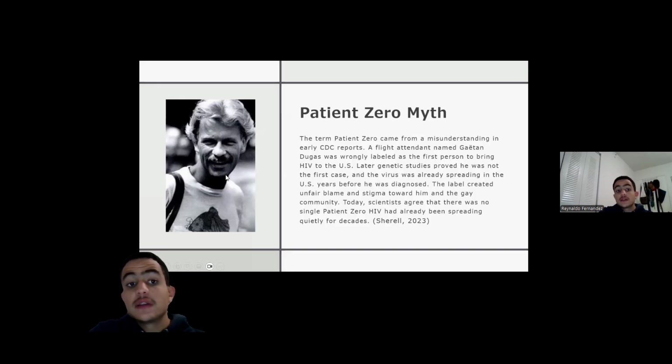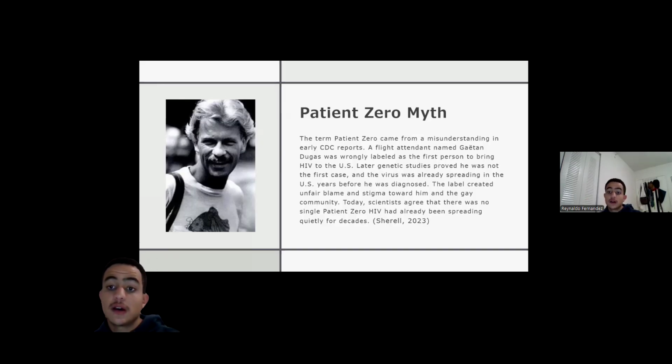But something that we can precisely say is that he spread the disease to around eight other people. Eight other cases were linked to him, and those eight people spread it to other people, and that's when we have the start of the pandemic in the United States and San Francisco. And then this label created unfair blame and stigma towards him and the gay community. Since Dugas was a gay man, this created a very bad stigma around the gay community, and people even said that HIV was not a virus, it was just a gay virus, which was wrongly named during this time.